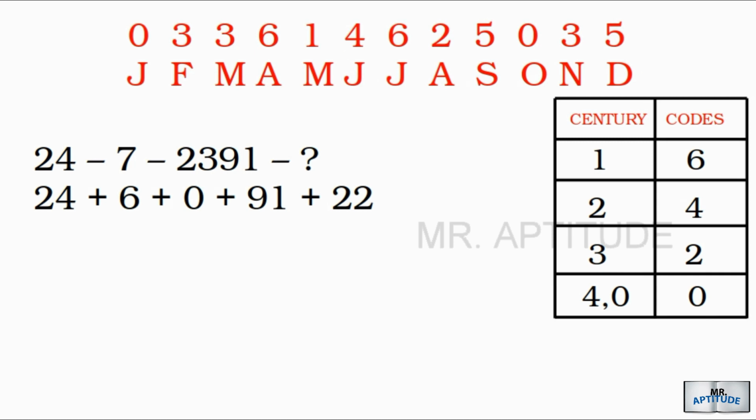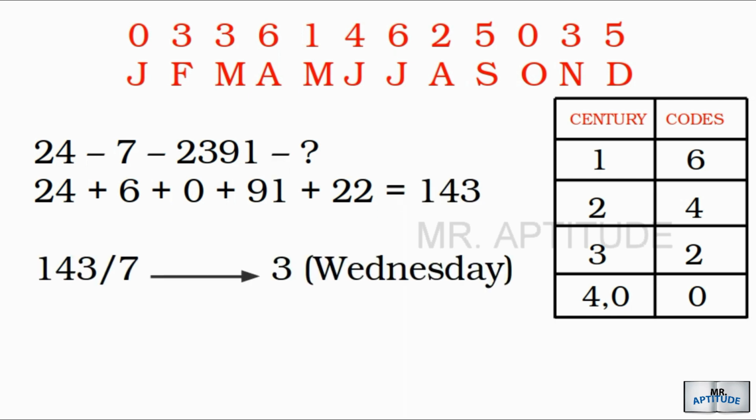These are your 5 values. 24 date same as date. In the place of month, as it's July, month code will be 6. Century code, the given year belongs to 24th century. 24 by 4, as we got remainder as 0, your century code will be 0. Number of years 91. Leap years among 91 years are 22. Once you add all these things, you will get 143. So 143 when divided by 7 leaves you a remainder 3, which itself says that third day of a week and it's a Wednesday.